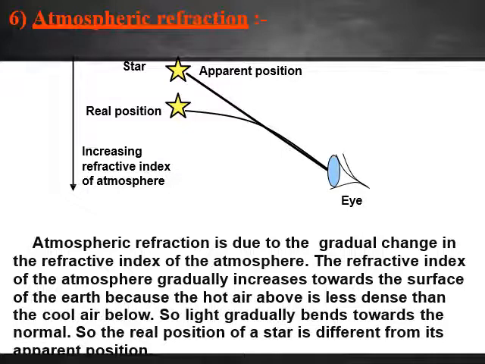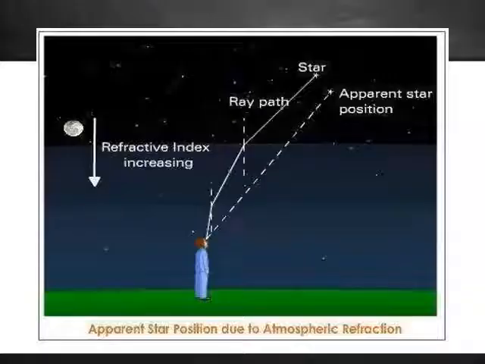Now, atmospheric refraction. Atmospheric refraction is due to the gradual change in the refractive index of the atmosphere. The refractive index of the atmosphere gradually increases downward as light travels from the rarer region to the denser region. So, the real position of the star is different from its apparent position. You can see the apparent position of the star.